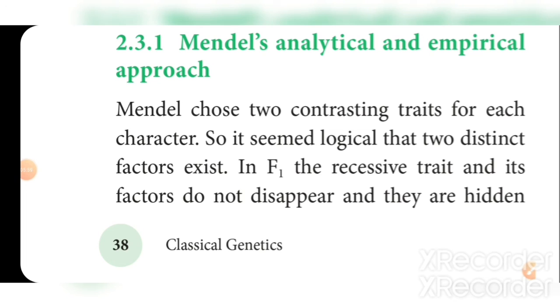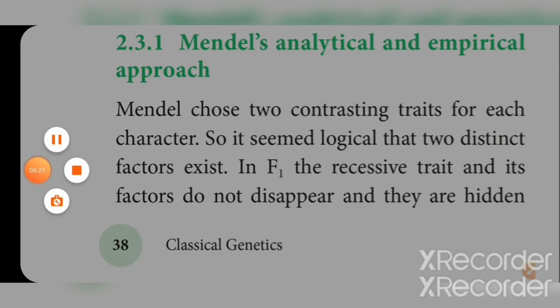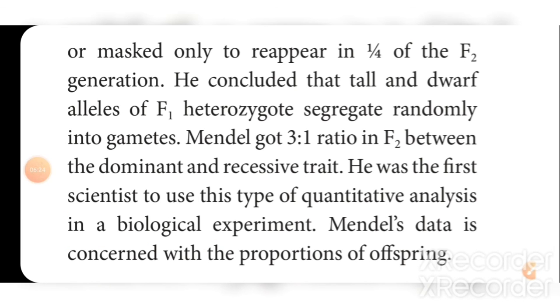Now students, next we are going to see about Mendel's analytical and empirical approach. Mendel chose two contrasting traits, two different characters for each character. So it seemed logical that two distinct factors exist. In the F1, the recessive trait and its factors do not disappear; they are hidden or masked, only to reappear in 1/4 of the F2 generation. He concluded that tall and dwarf alleles of F1 heterozygotes segregate randomly into gametes.